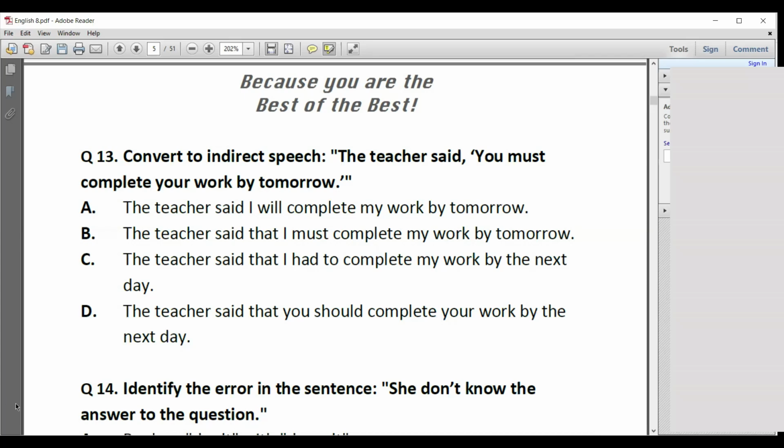The correct option is option C. The teacher said that I had to complete my work by the next day. This option has the correct tense. Must has changed to had to, and tomorrow has changed to the next day.